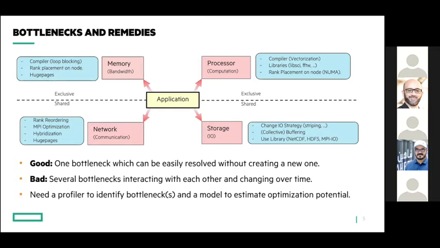So the good scenario here is that you have one bottleneck which can be easily resolved without causing another one, okay? In the bad case, you have several bottlenecks which change over time. That's a very nasty situation where you have to spend a lot of time on one bottleneck, but another one might appear. When should you stop doing performance analysis and optimizations? Usually you can build up a model, but that's out of scope of this presentation. There are plenty of presentations around, even free presentations about this.